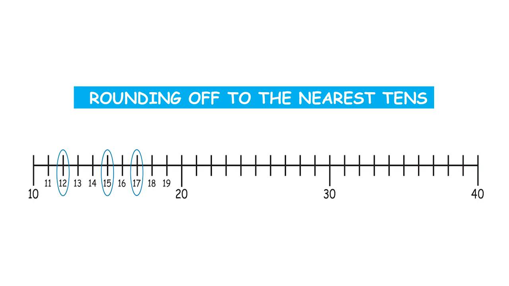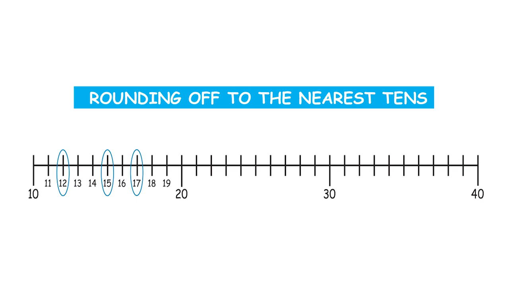Let's look at the numbers 12, 15, 17. Let's also look at their position on the number line. If you look at this, number 12 is closer to 10. So 12 is rounded off to 10. Remember, we are learning rounding off to the nearest 10. So 12 is closer to 10. That's why we round off 12 to 10. In the same way, 17 is closer to 20. So 17 is rounded off to 20.